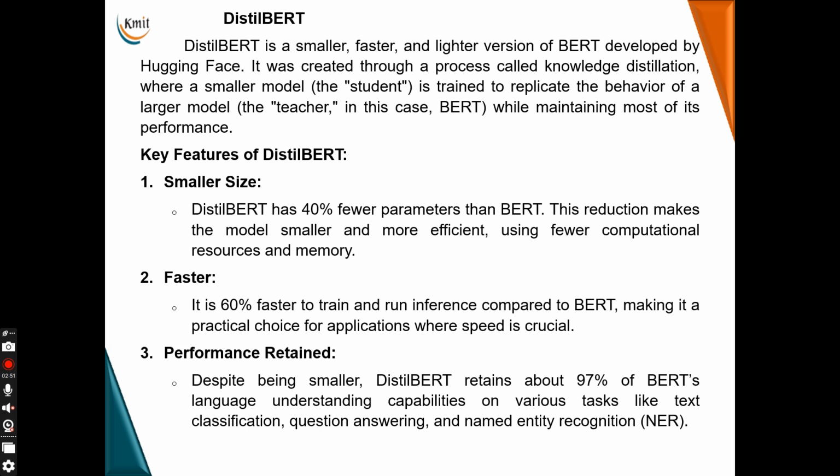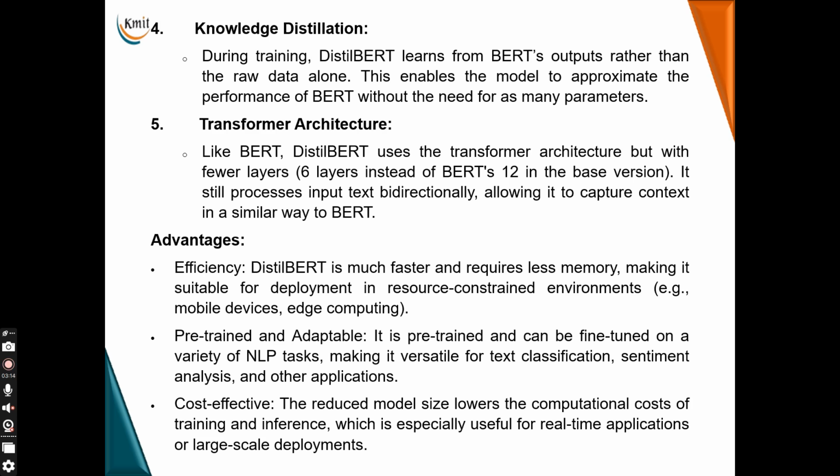Performance retained: even though it is very small, DistilBERT retains approximately 97% of the language understanding capabilities of BERT, and it is able to perform various tasks like text classification, question answering, named entity recognition, etc. Knowledge distillation: during the training phase, DistilBERT learns from BERT's output rather than the raw data corpus, right? This enables the model to approximate the performance of BERT without requiring so many parameters.